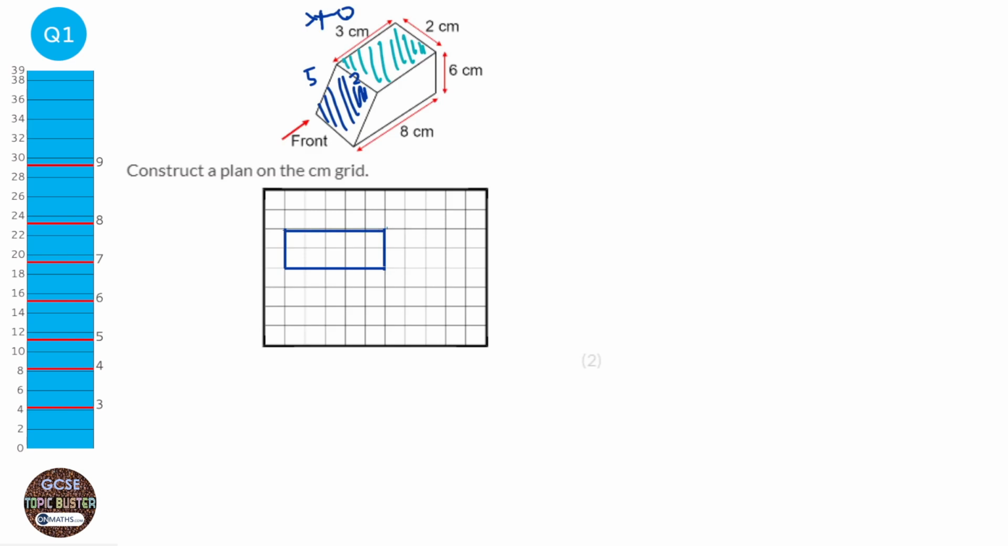Now the other part will be the same 2 centimeters, but it will be 3 centimeters across. So we have 3 centimeters across. Now whenever you have a join or a change in elevation, you need to show that with a line across. And so this will be our completed answer.